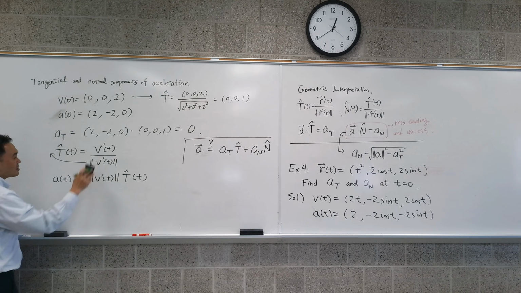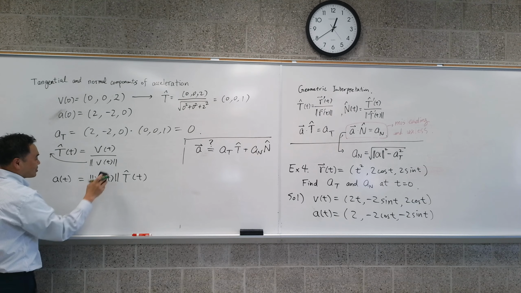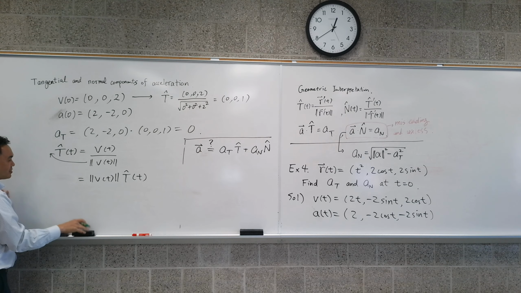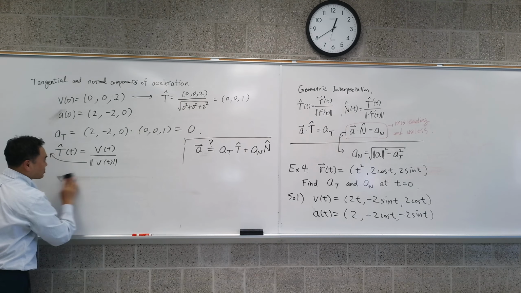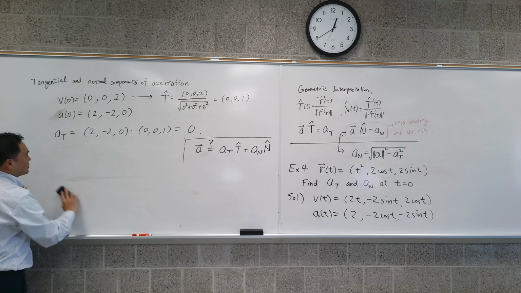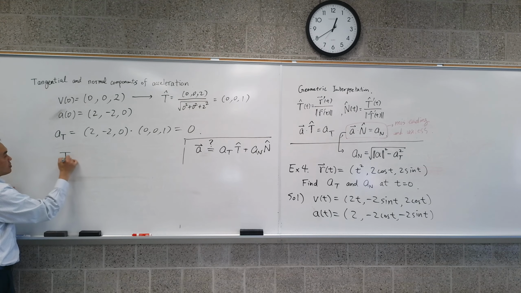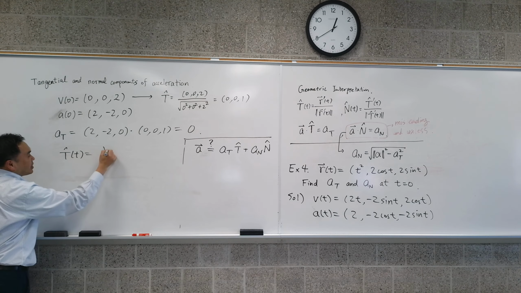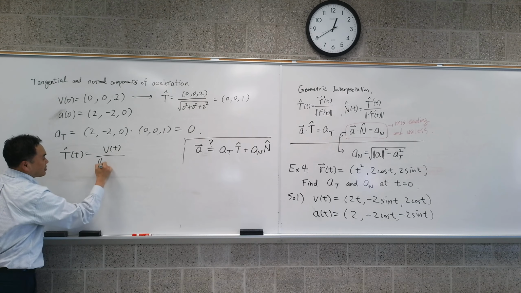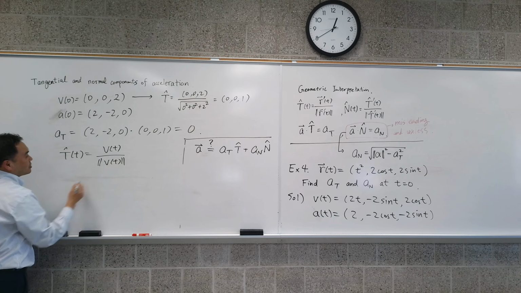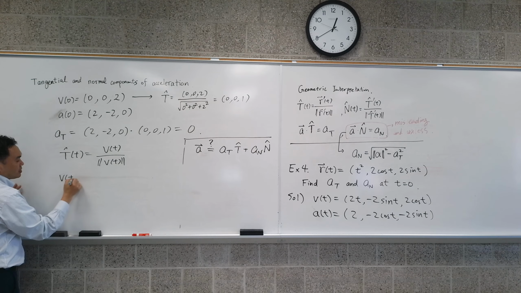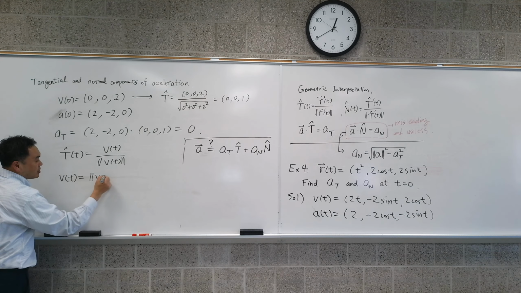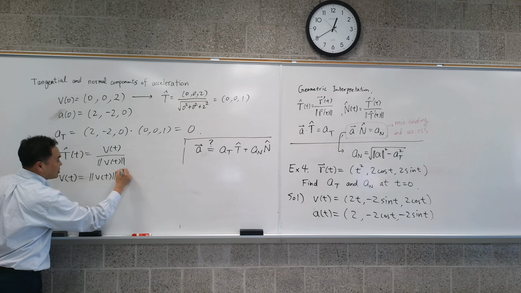No, sorry. What am I saying? Okay, step back. Let me just start over. We have t hat of t defined as taking the velocity and dividing it by its size. And I multiply to the other side so that I get v of t equals the norm of v of t times t hat of t.